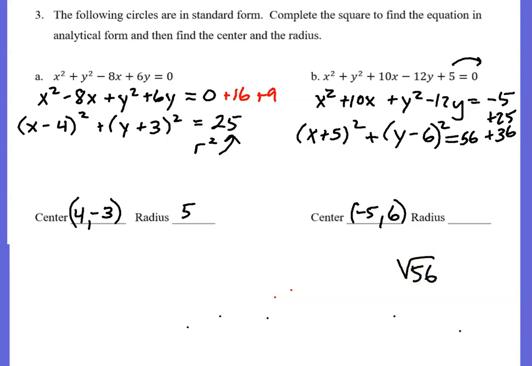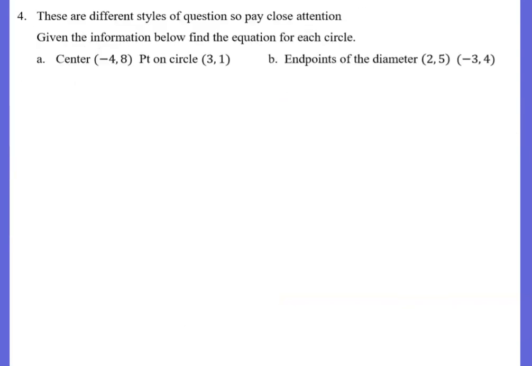which, let's see if we can take out any perfect square factors. I'd probably try 4 first, and 4 works. So this splits into root 4 times 14, or 2 root 14. Okay? So these are different. I said pay close attention to these because you can still find this, but you have to think about it a little bit harder.